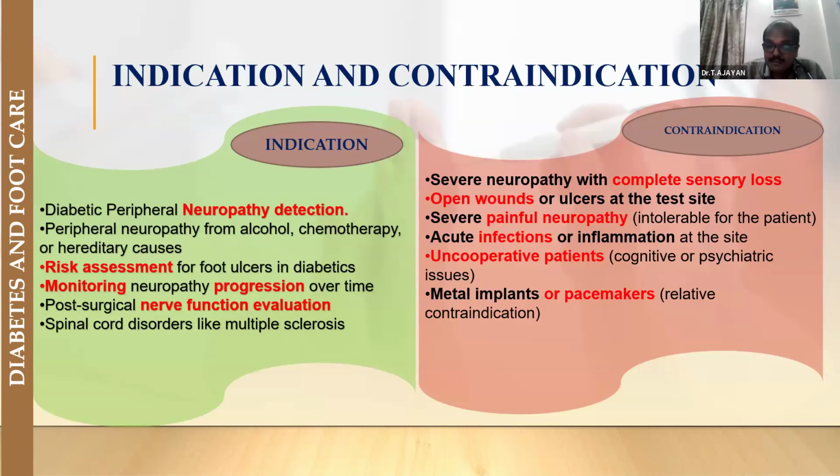The contraindications: severe neuropathy with complete sensory loss. In open wound cases, it is never recommended; during that time period, please avoid this test, biothesiometry. Also avoid it with acute infection or inflammation at the site, and in uncooperative patients. Another very important contraindication is a metal implant or pacemaker. In that case also, please avoid this biothesiometry test.